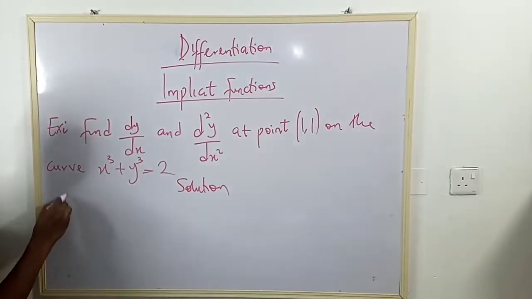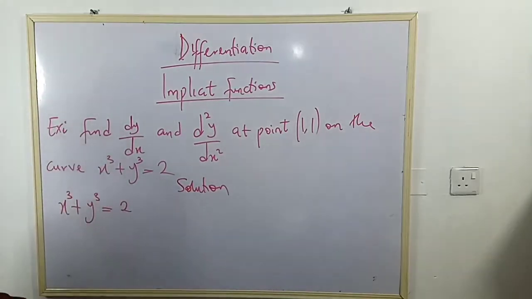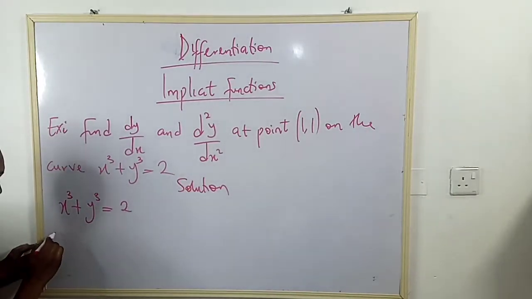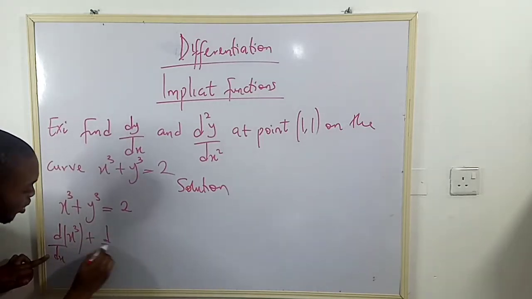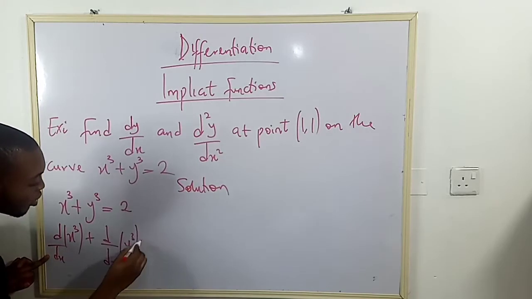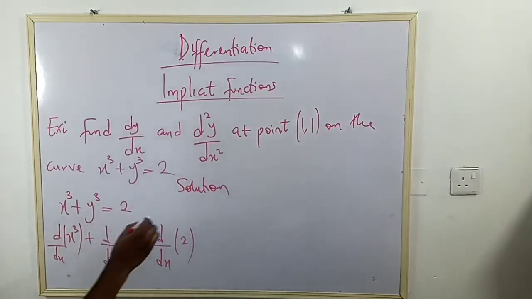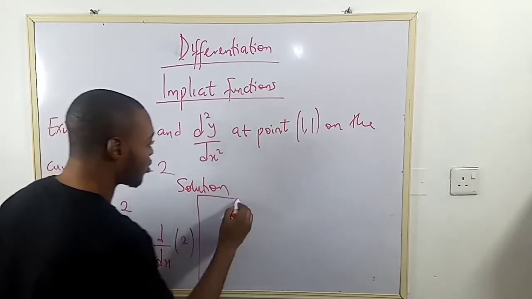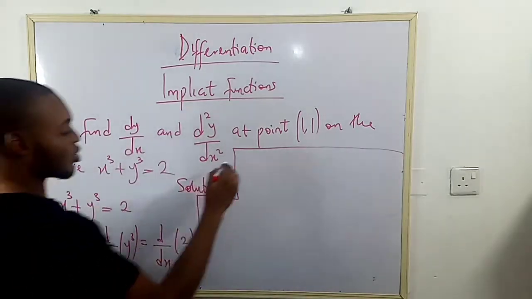So we have the curve to be x raised to power 3 plus y raised to power 3 equals 2. So we want to differentiate this. First, you know that this is an implicit function, so you differentiate it as an implicit function. That is, we want to find d/dx of x cubed plus d/dx of y cubed equals d/dx of 2. We differentiate all this with respect to x. So from what we have here now, the derivative of x cubed with respect to x becomes 3x squared.